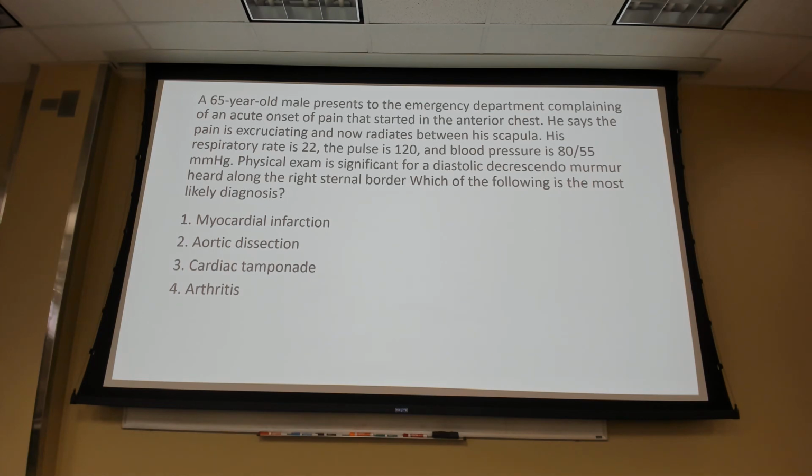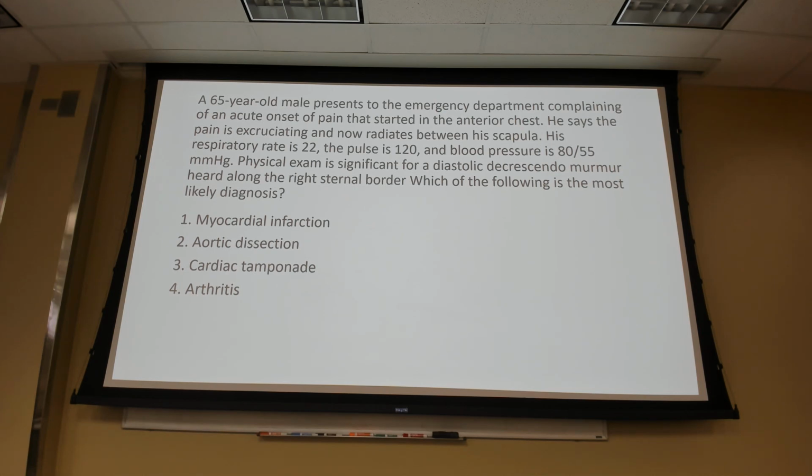All right, so we got a 65-year-old complaining of acute onset of pain in the anterior chest. It's excruciating, radiates to the scapula. What else radiates to the scapula right there? Talking about last time, like pancreatitis. So that's what's difficult, right? When you're actually practicing, everything sounds the same, and patients are sometimes not the best historians at explaining their pain as well.